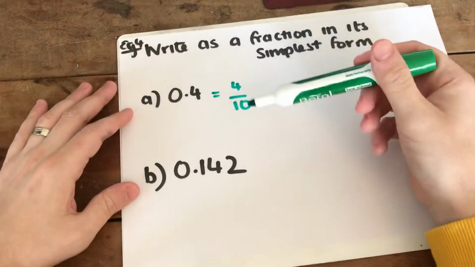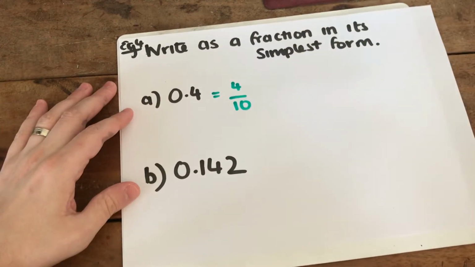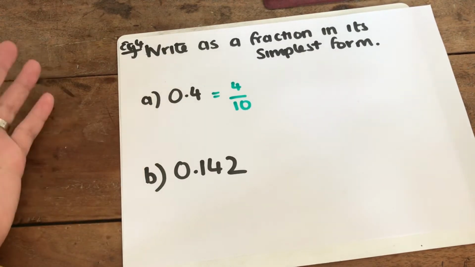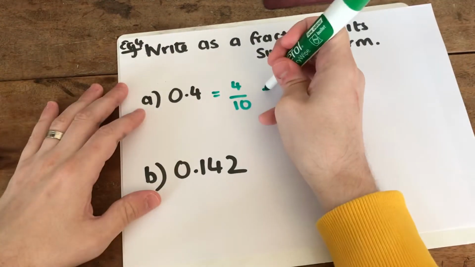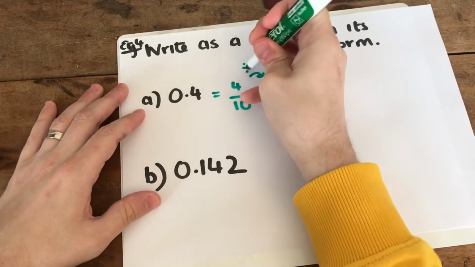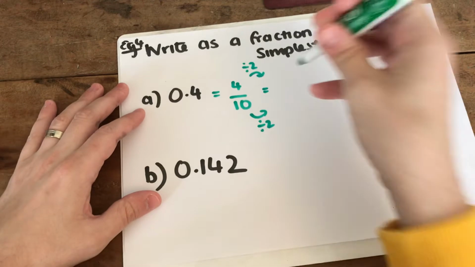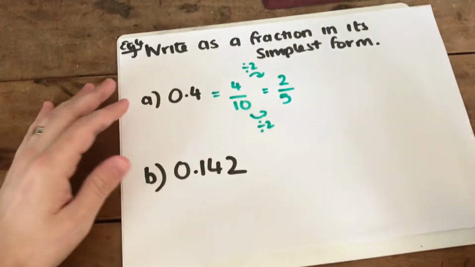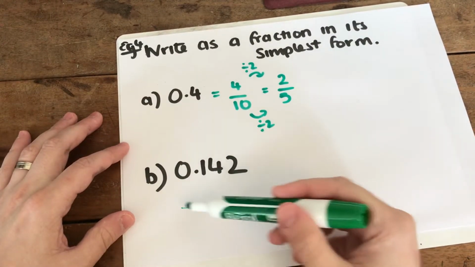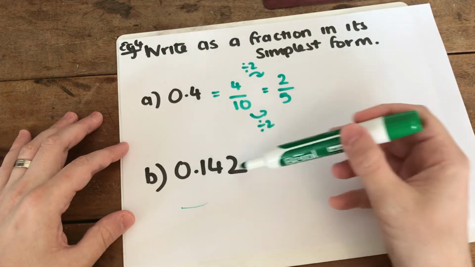What you then do is you look at your numerator and your denominator and you say, right, what's the biggest number that goes into 4 and 10? In this case, it is 2. So I divide the top and the bottom by 2, and that gives us 2/5.